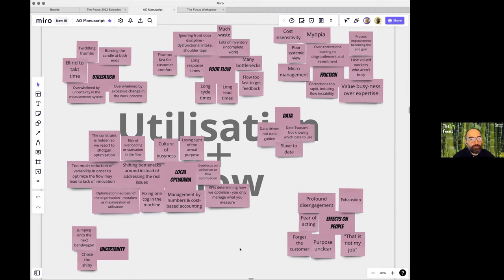We may end up with long lead times, long cycle times, flow also being too fast to get feedback. Things flow so rapidly. It's like, whoa, hold on a second. We've made too many things and we forget that something there may not be quite right. So therefore, we've created a lot of waste by flowing too much, right? Hey, because we got to flow. No. We don't necessarily have to flow. We need to be mindful of how much flow is enough.